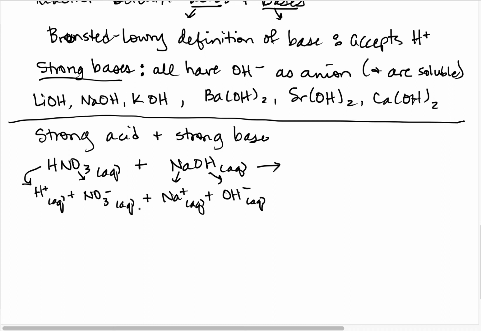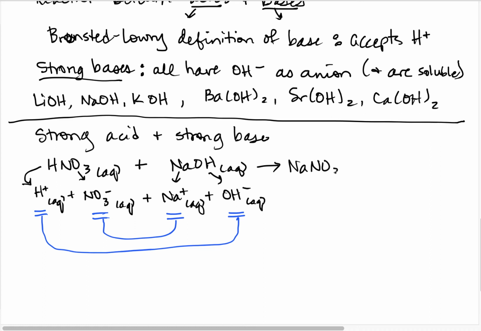So this looks very much like the ionic reactions we've already been doing. And just like we did before, we're going to swap the cation and anion pairs here. So our sodium and our nitrate are going to go together, and our H+ and our OH- are going to go together. So we're going to get sodium nitrate. And what happens if we have two H's and an O? Yeah, that just makes water.